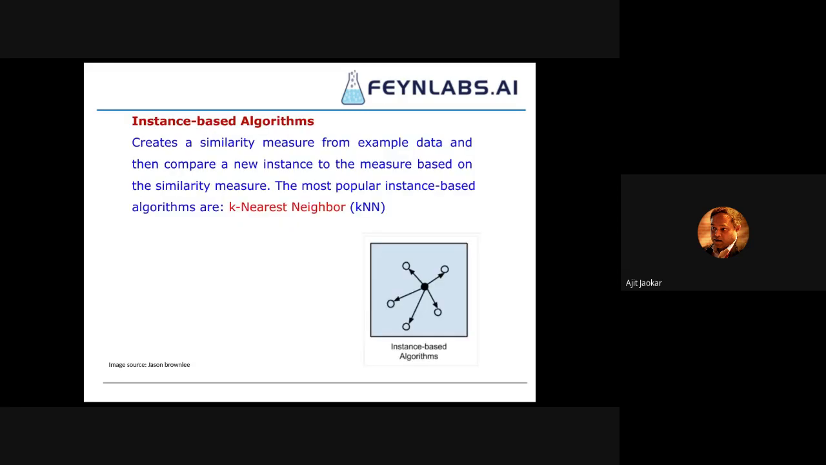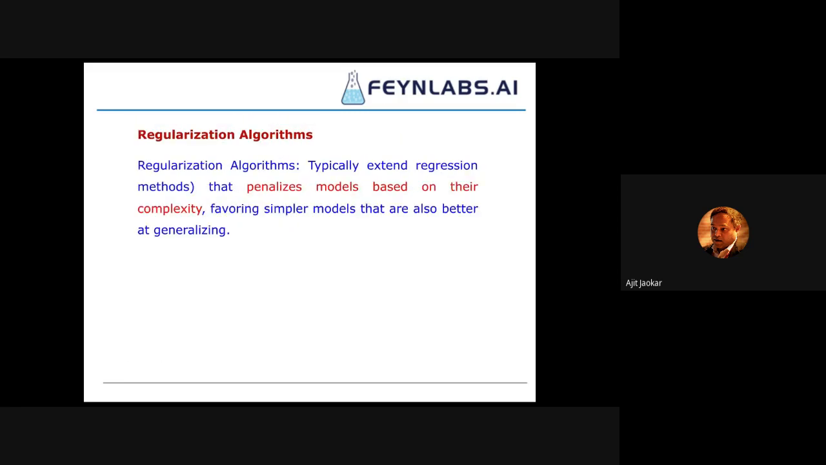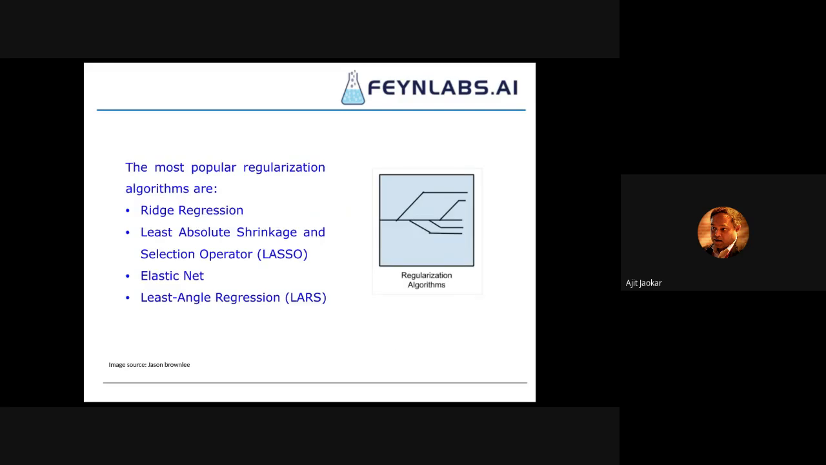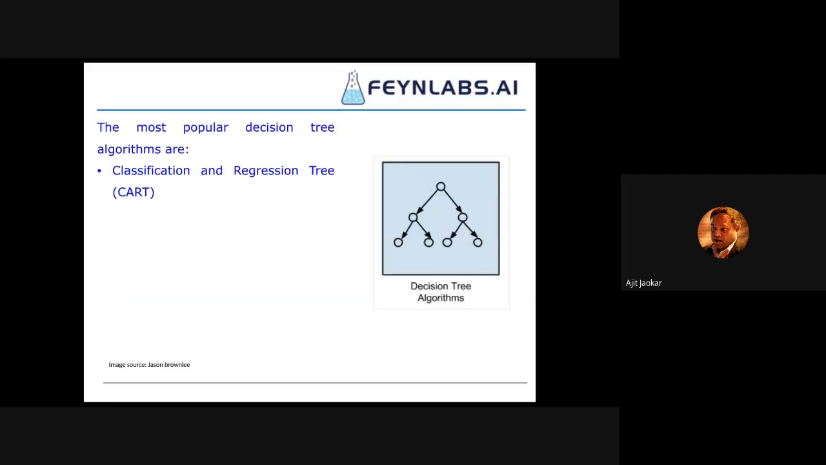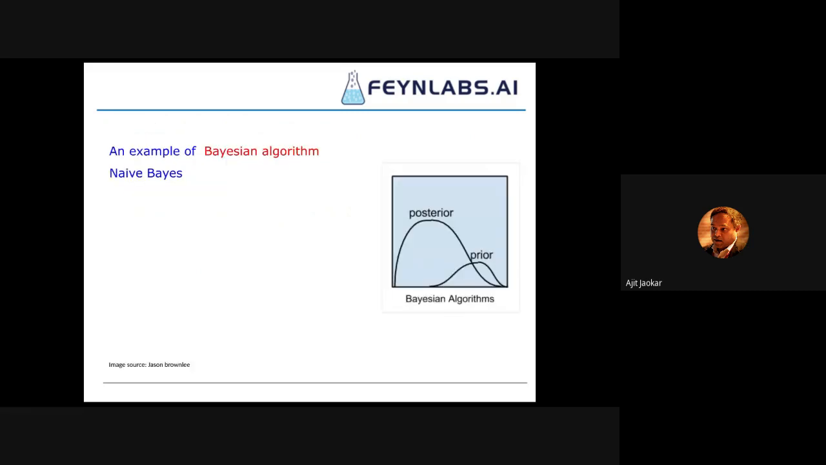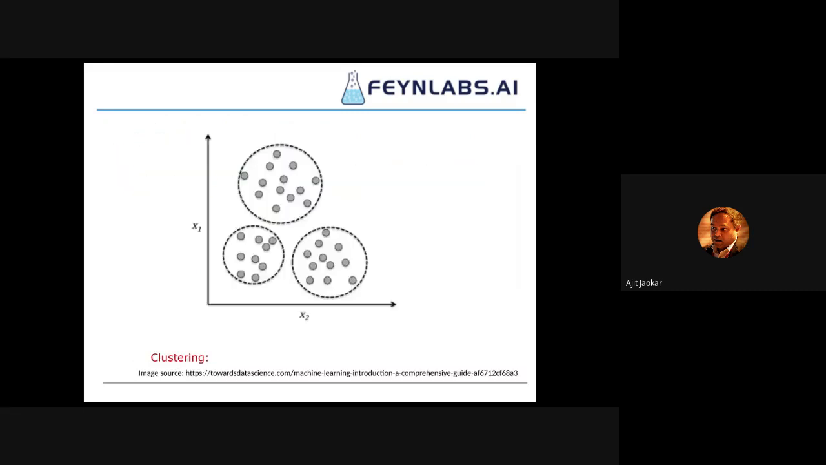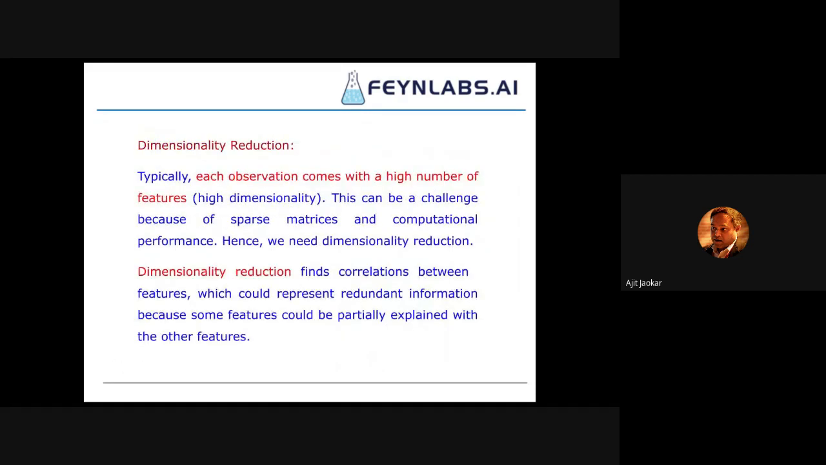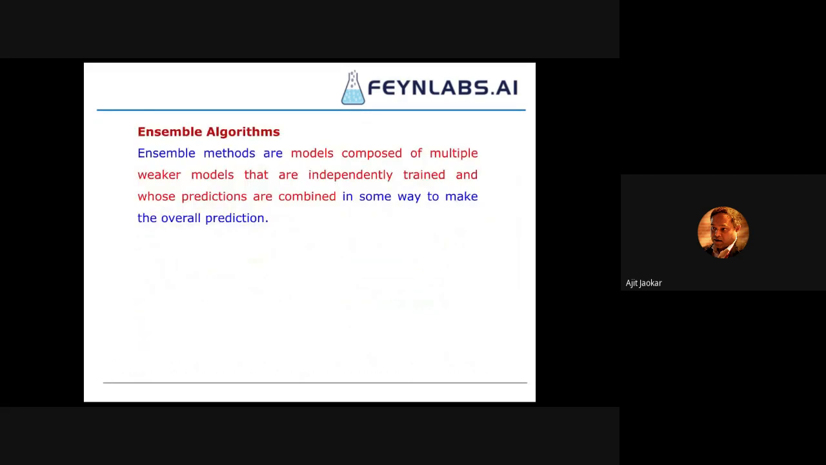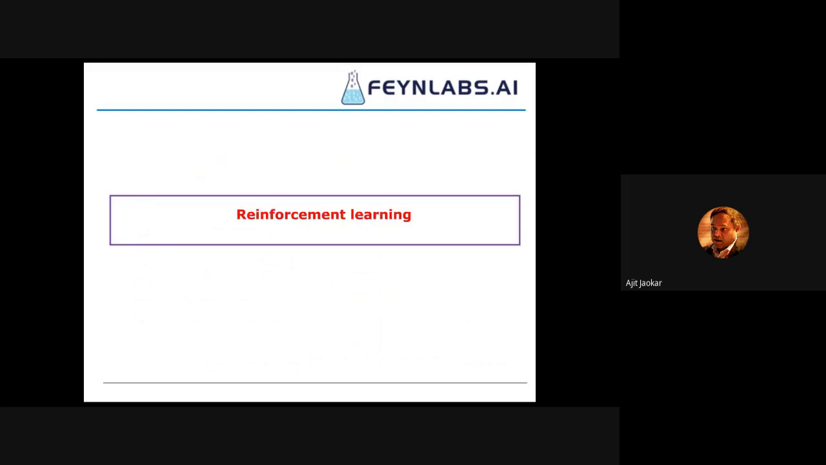Then you have instance-based algorithms like K and K-means. You have regularization, which is something we'll talk about later on. We have decision tree algorithms, we have Bayesian algorithms, we have clustering, we have association rules, and so on. So this is the general grouping of algorithms. And then what you often do is ensemble algorithms, meaning that you combine different algorithms together, which is what you often have to do to get the best result from them.